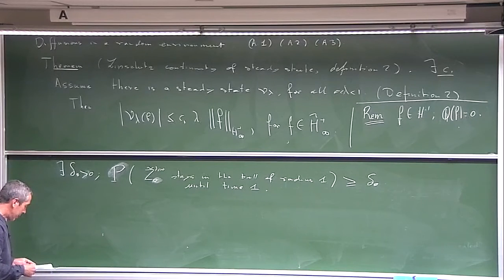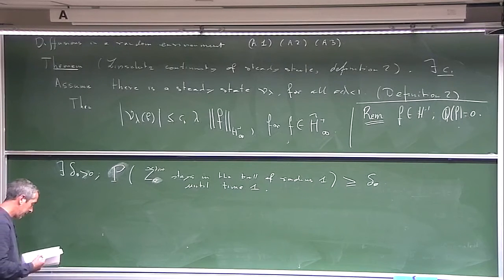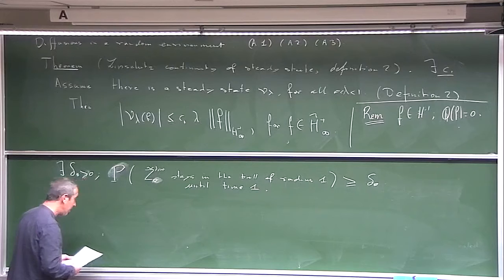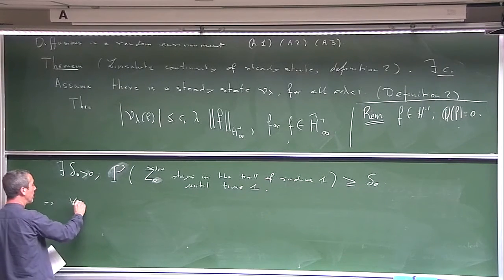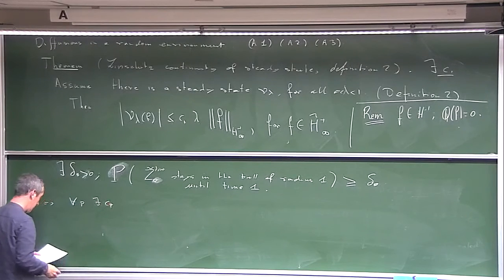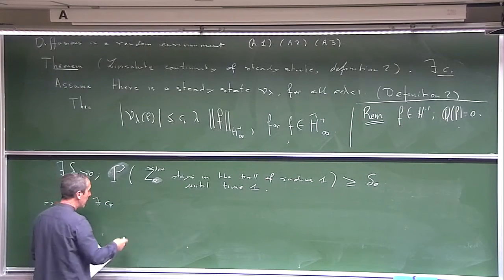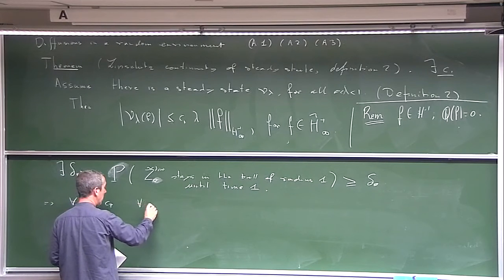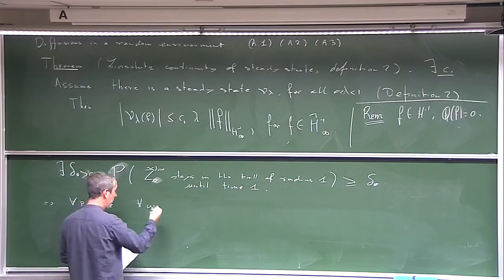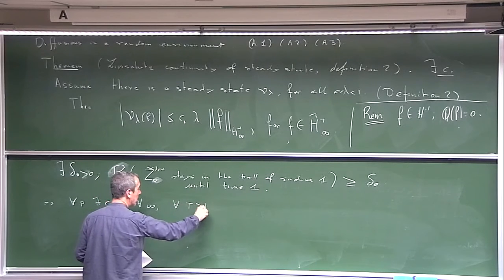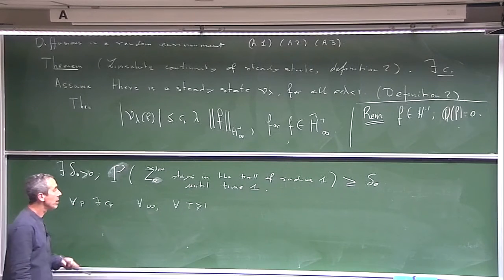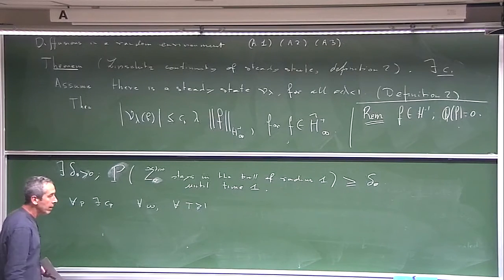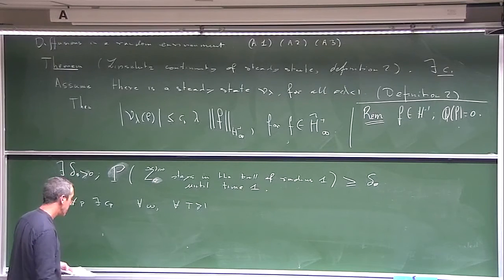Then once you have something like that, you play a little bit with the Markov property, and from that you would deduce that for any p there is a certain constant Cp which does not depend on omega, so for all omega, and also for all times t which are greater than 1. This implies that the process z tilde is not faster than ballistic.